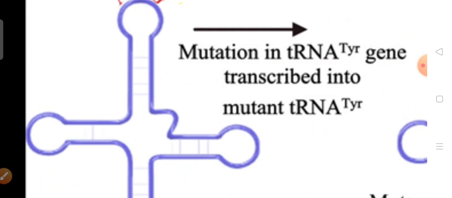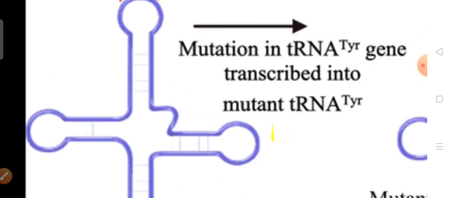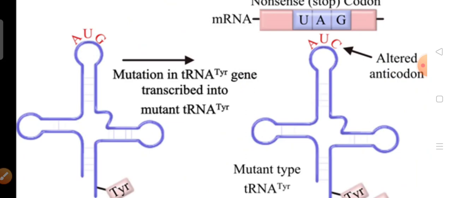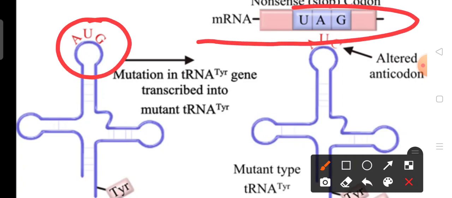Okay, let us look at this. This is a tRNA of tyrosine. Okay, so it's a tyrosine tRNA having anticodon AUG. You can see here the anticodon of tyrosine tRNA is AUG. Okay, now this is your mutated mRNA. Because mutation has taken place, CAG has been converted into UAG. So this is a nonsense mutant.